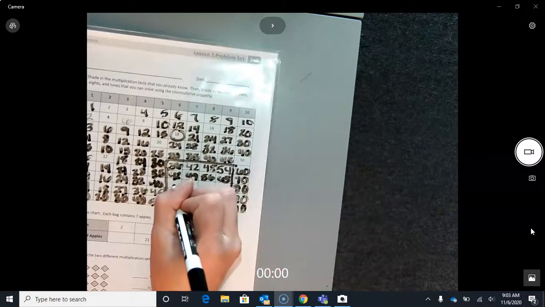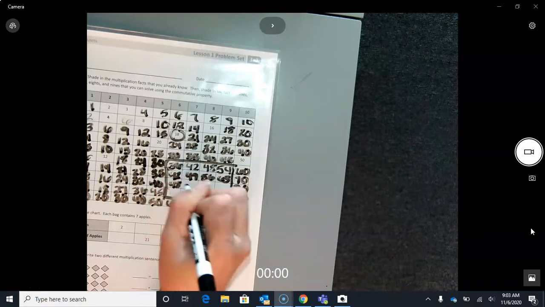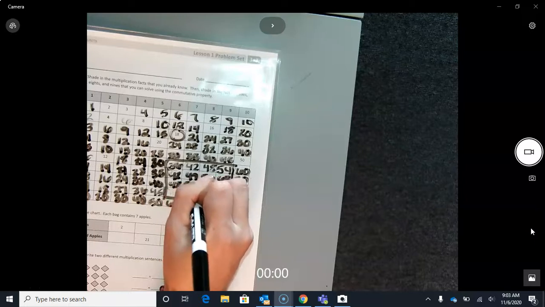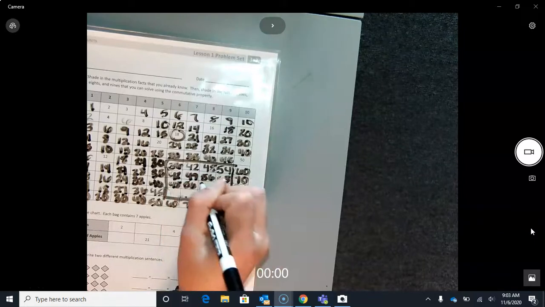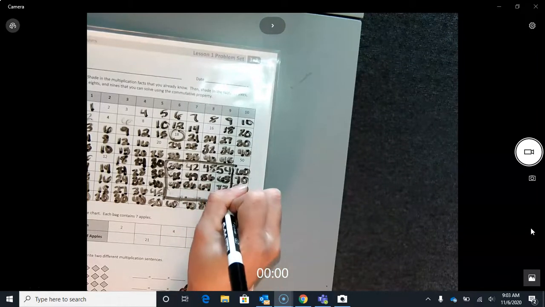Now we'll move to our 8s. 8 times 6 is 48. 8 times 7 is 56. 8 times 8 is 64. And 8 times 9 is 72.